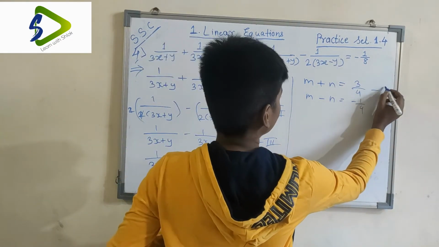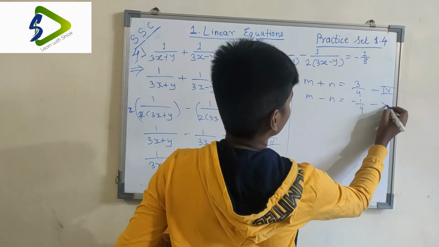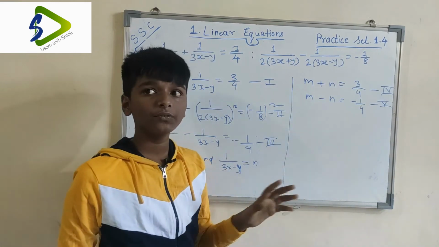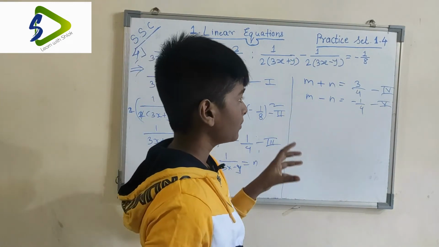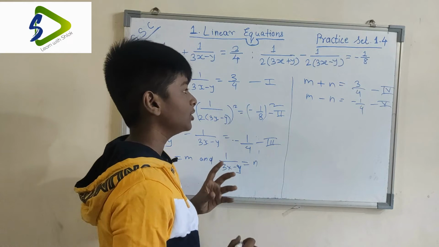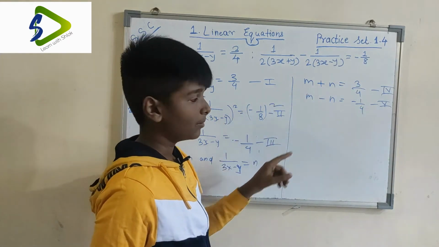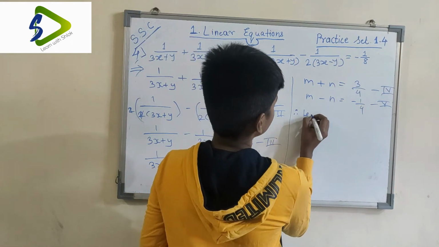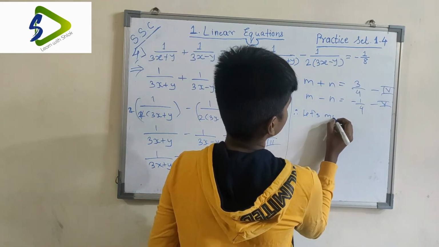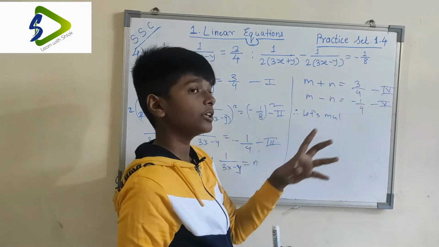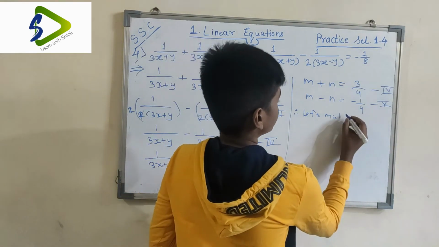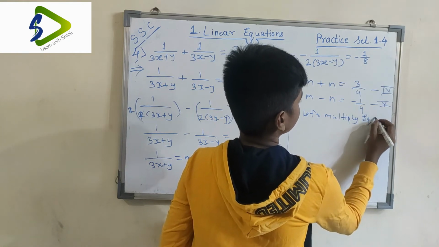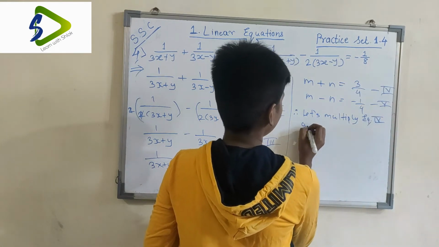So let's write this as the fourth and this as the fifth equation. Now what we can do, we can add these both directly and cancel the n, but if we add them right now, we might get a wrong value. So what we do is we multiply both the equations by 4, because when you multiply by 4 they will be whole numbers. Let's multiply equation 4 and equation 5 by 4.